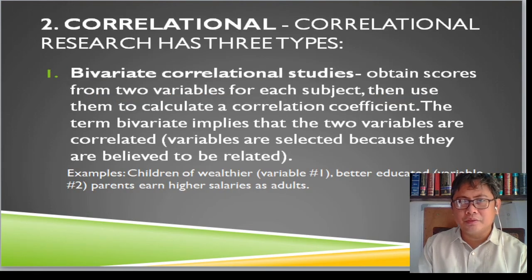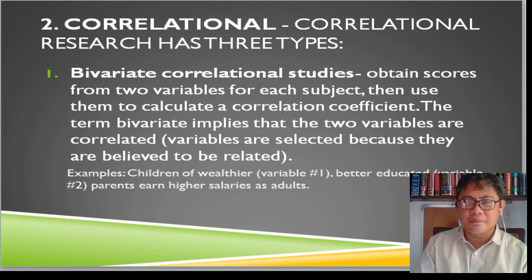The second one is the correlational research, which has three types. The first type is the bivariate correlational studies. This obtains scores from two variables. That's why it's called bivariate. Bi means two and variate means variables. So then use them to calculate the correlation coefficient. The term bivariate implies that the two variables are correlated. Variables are selected because they are believed to be related. Like for example here, children of wealthier, this is variable 1, and better educated, variable 2, parents earn higher salaries as adults.